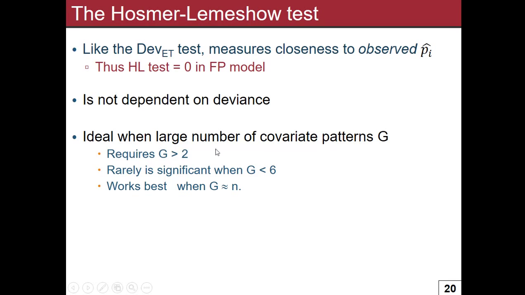And it's really great when you have many, many, many covariate patterns. So if you have all these unique people in your data set, it's going to be great when you have that many covariate patterns. And it actually thrives when you have a lot. So it's not a very powerful test when you have very few covariate patterns. If you have just 2 variables that are 0, 1, and there's 4 covariate patterns, the test never shows significance. It works very well where the other test leaves off.